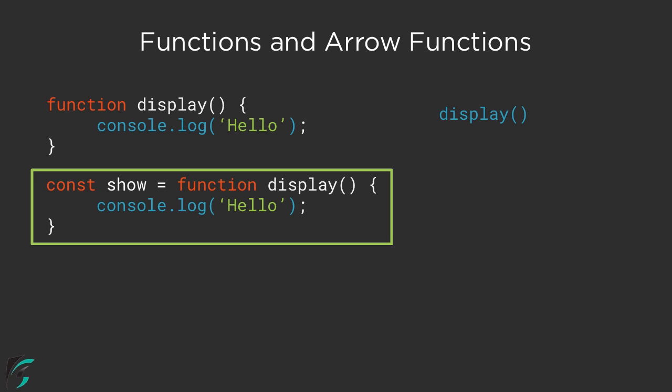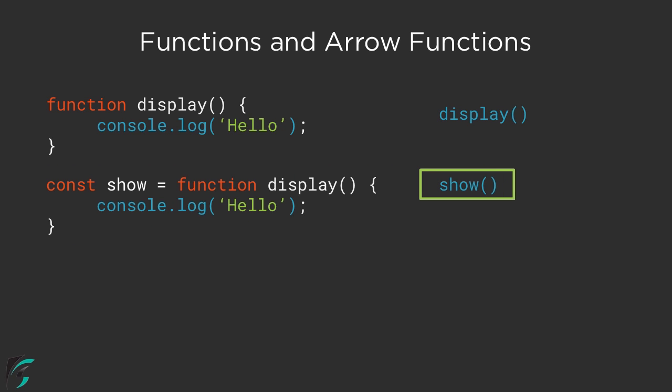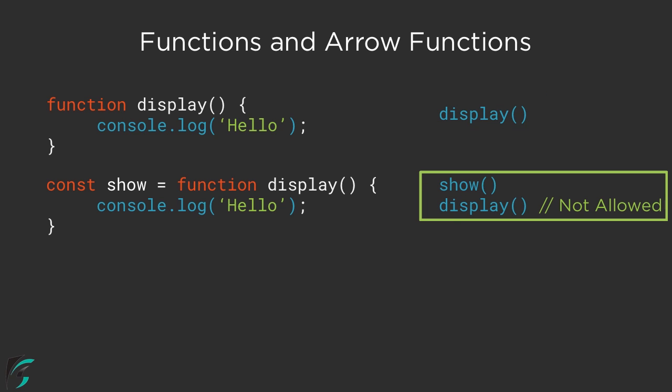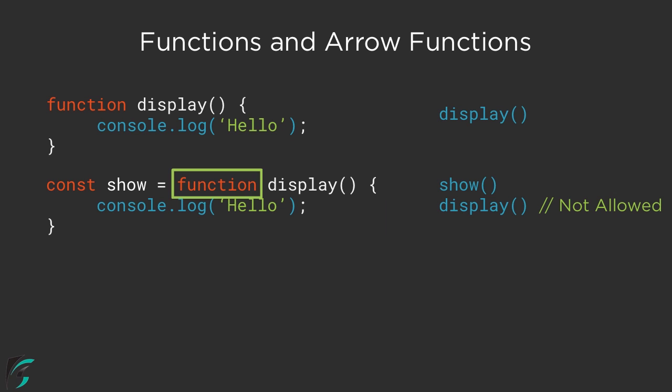Now to call this function display, all you have to do is use this variable of show by using show followed by parentheses. Now unlike the previous case, you cannot use the name display like this. It is not allowed. So in this case, if you notice, the keyword function as well as the name display is quite redundant. It is actually not required. You just need to use the variable of show.